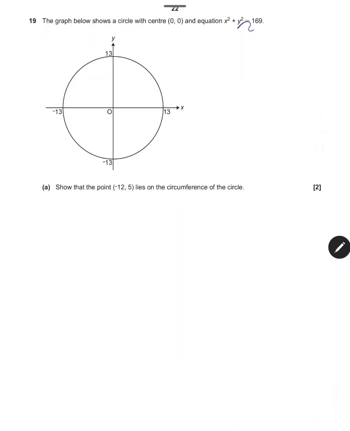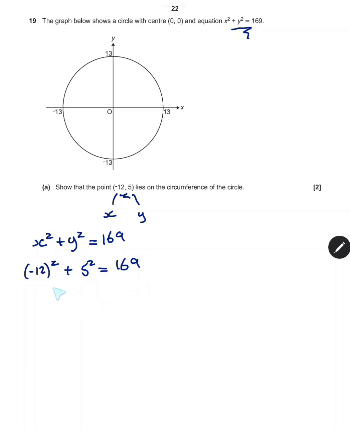Question 19, we've got an equation of a circle given as x squared plus y squared equals 169, and we're showing that this point lies on the circle. Well, straight away you've got an x and a y, and you just want to show that those values follow this rule. So I'll rewrite the equation: x squared plus y squared equals 169. X is minus 12, so we're going to do minus 12 squared added to 5 squared, and I'm hoping that that comes to 169. Minus 12 times minus 12 is 144. 5 times 5 is 25. And 144 and 25 is 169. That is correct. So that point lies on the circle.